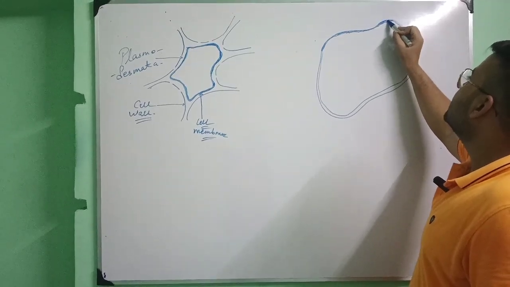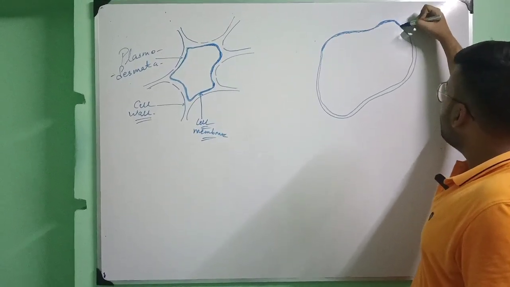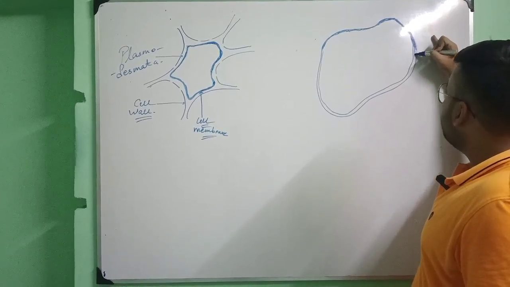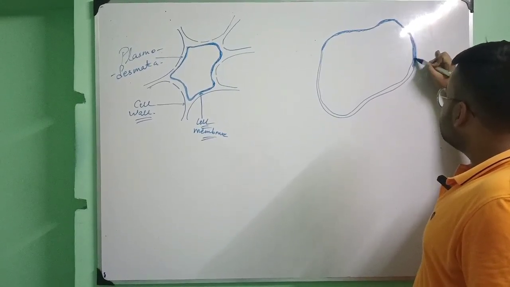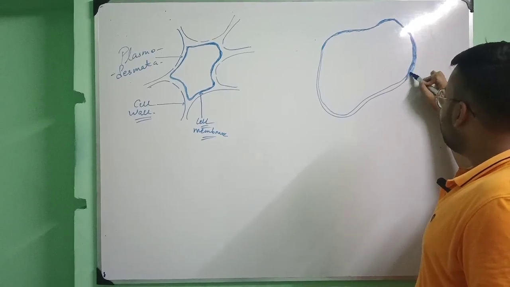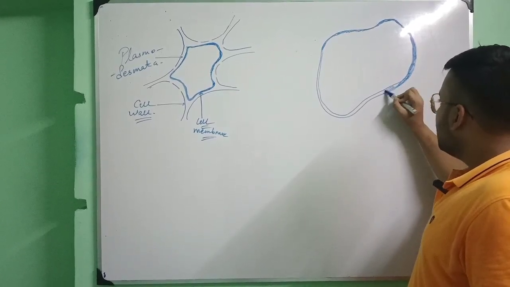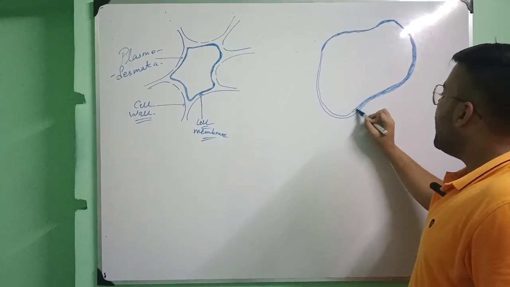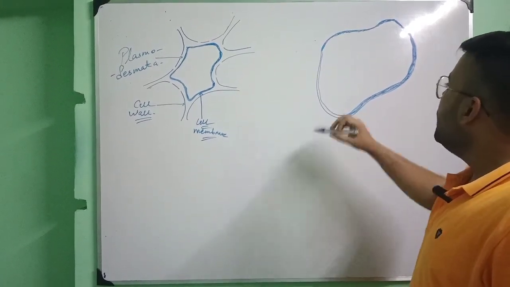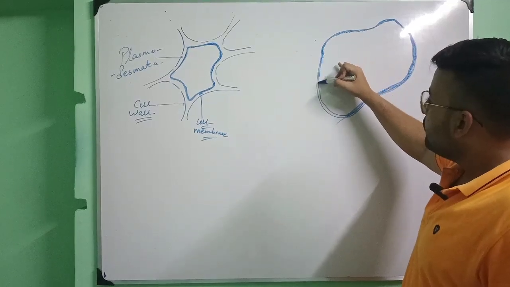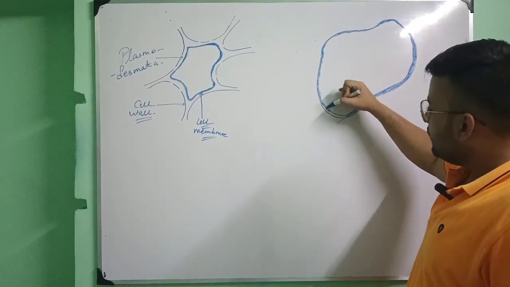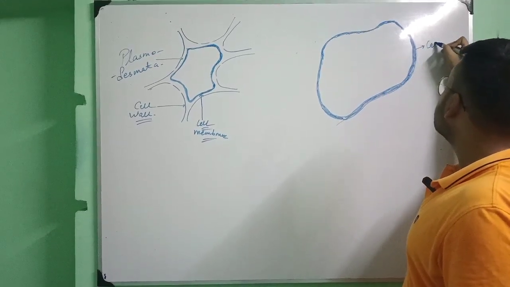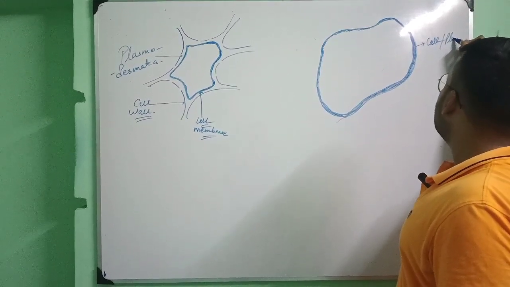In plants, the cell wall was discovered by Robert Hooke. But in animal cells, the cell membrane has a specific model known as the fluid mosaic model, which was given by Singer and Nicholson. We will look into that model very shortly. So this is the cell membrane or the plasma membrane.